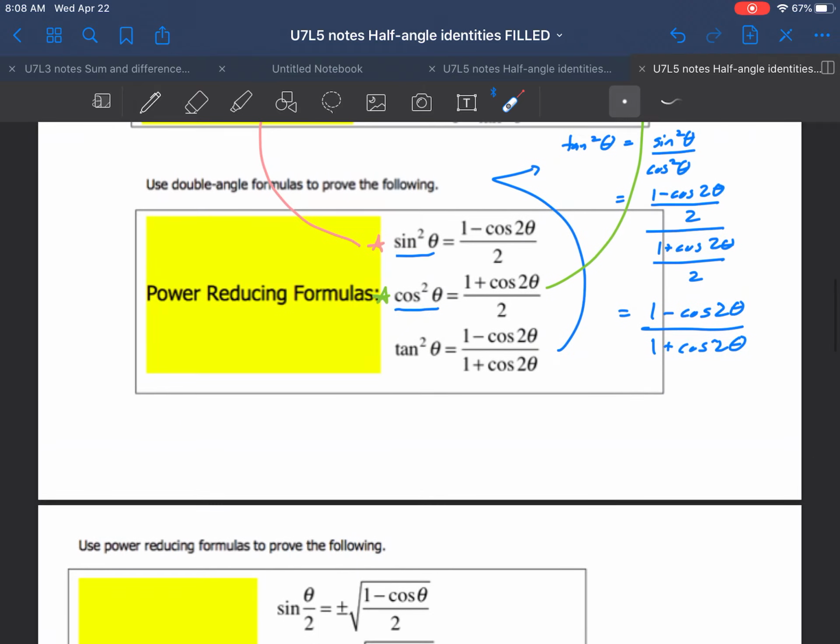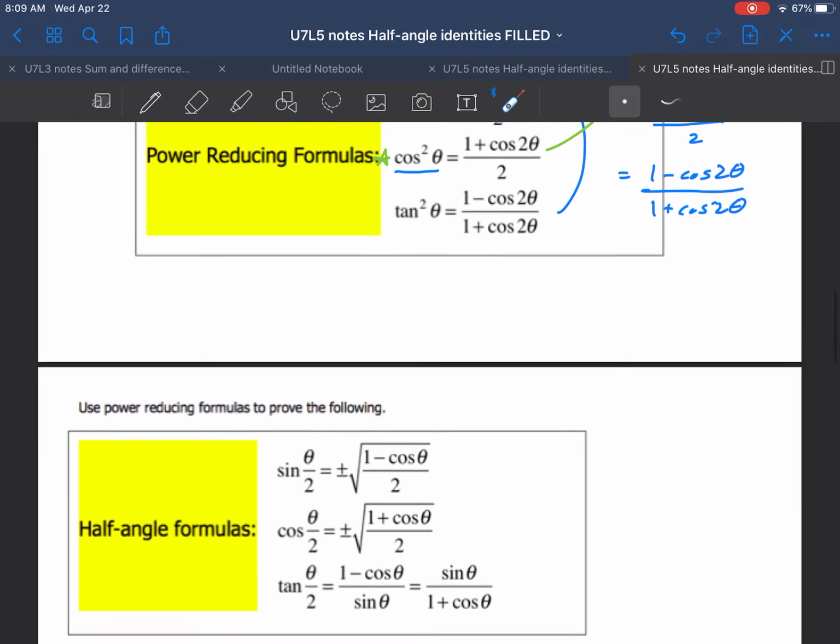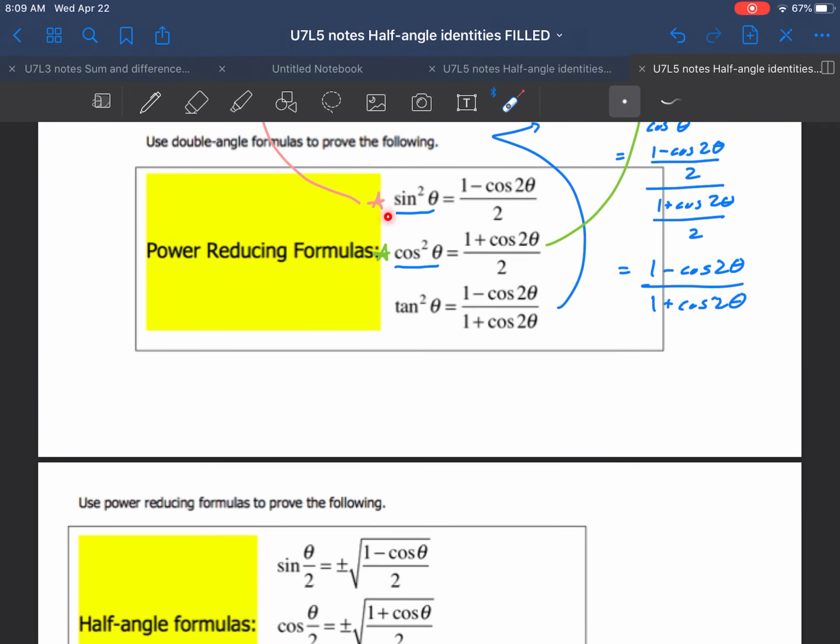Use the power reducing formulas to prove the following. So these are the half angle formulas. All right, so you could do this with double angle too, but yeah, we'll do it this way. So if I want to isolate, for example, let's say I want to solve for sine theta over 2. Well, I can start with this, and I can just label this theta over 2, and then solve by square rooting it, right? So I'll just do this once.